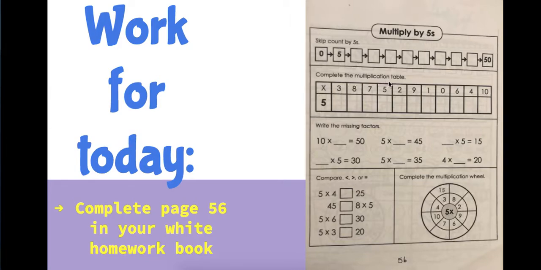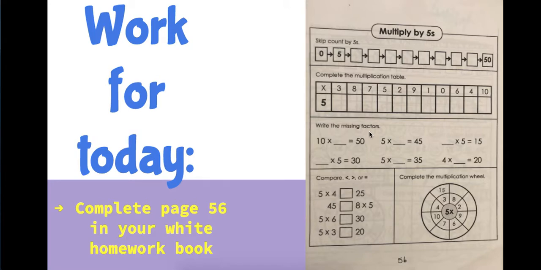Then we're going to do multiplication times table. It's times 5, so it's 3 times 5. Hold up 3 fingers and count in 5s. 8 times 5. Hold up 8 fingers and count in 5s. Then it's 7 times 5. 5 times 5. 2 times 5. 9 times 5. So you just carry on saying your times tables normally.